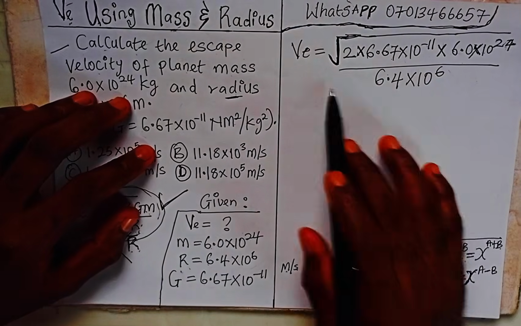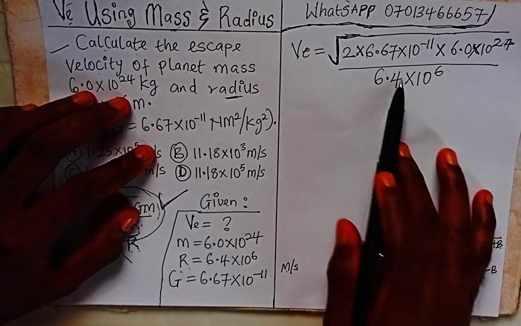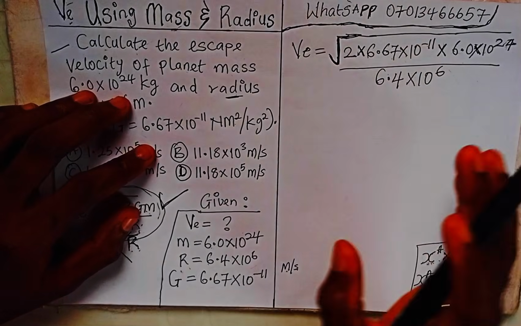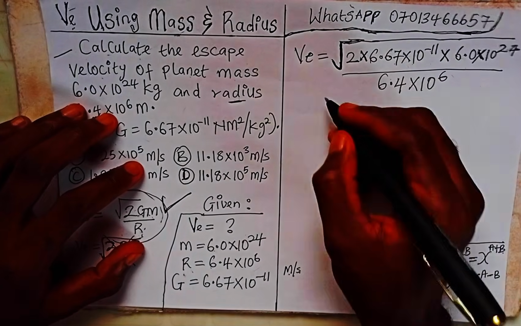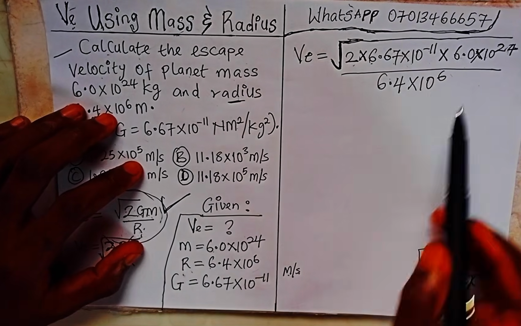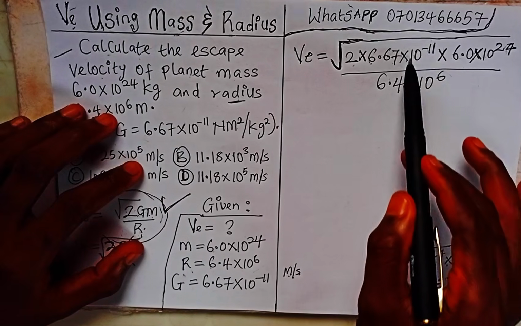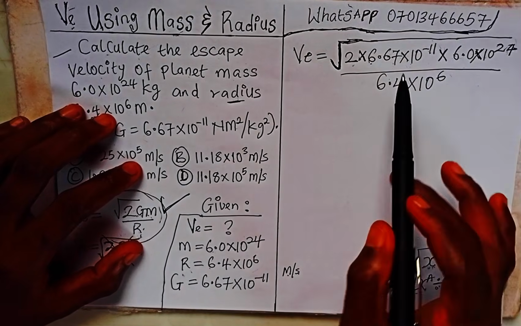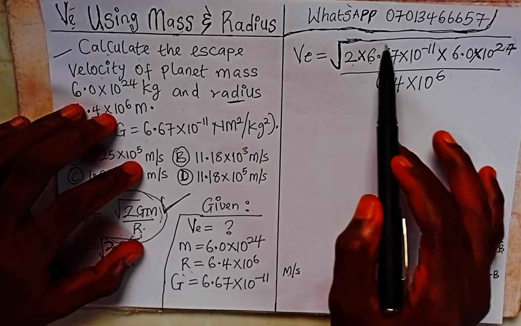Because of this thing being long, let's leave this denominator aside first, then do this numerator first. Then we'll add the denominator when everything is compressed. So let's first do this numerator. 2 times 6. Now we will leave all these 10 raised to power, all of them. We will just times only the decimal, the significant figure inside.